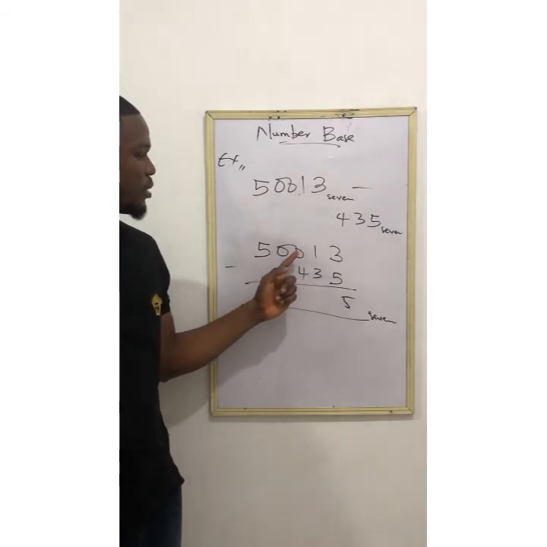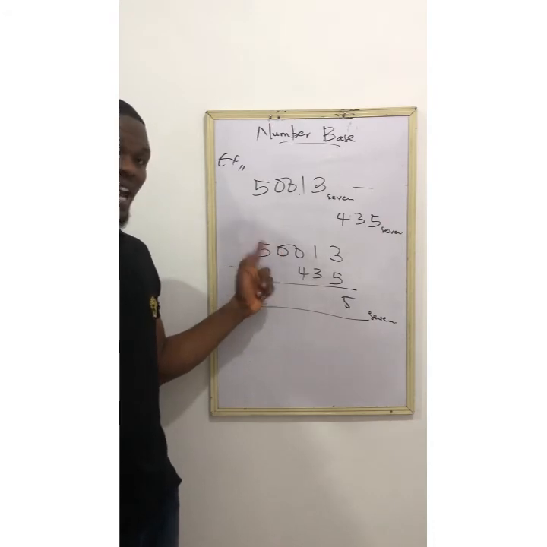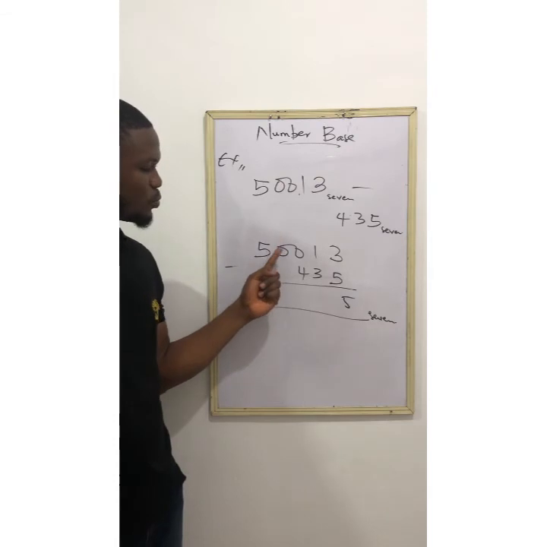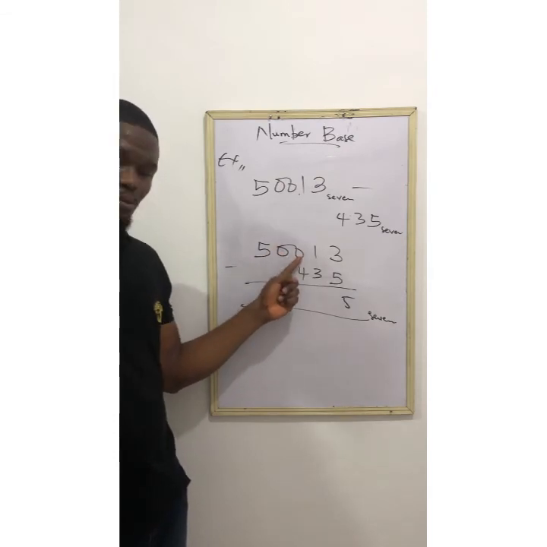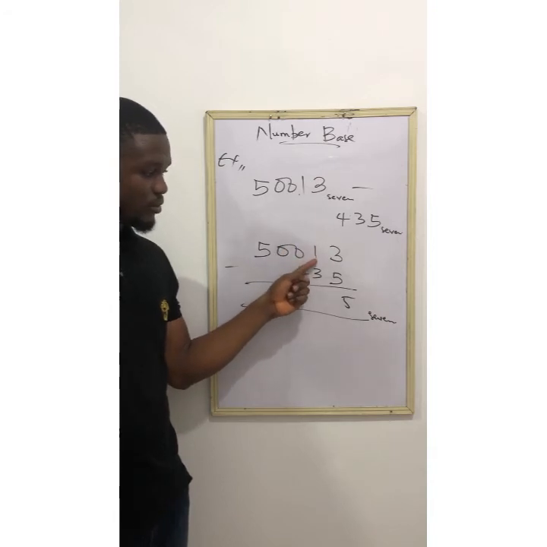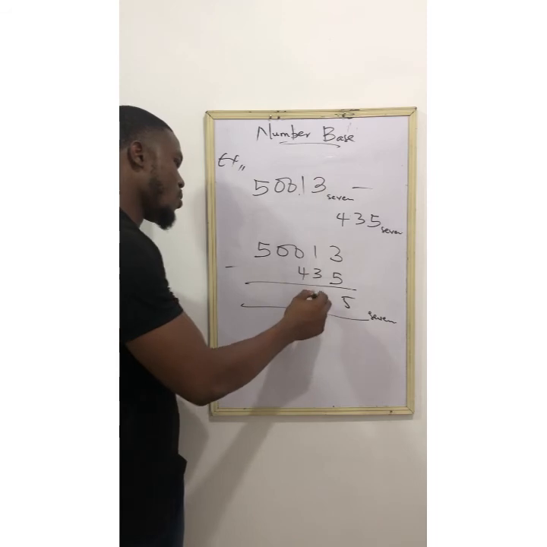You can't borrow from here, you can't borrow from here. So you borrow 1 from 5, add it to this 0. That one you're borrowing is 7. Add it to 0, that's 7. You borrow 1 from the 7, add it to the next number, that's 7 again. So you borrow 1 from this 7, add it to this 0, here is 0. 7 plus 0 is 7, 7 minus 3 is 4.